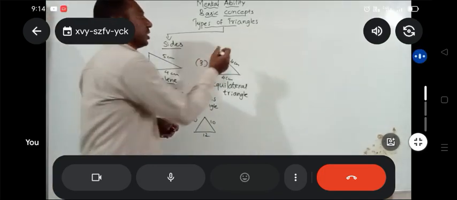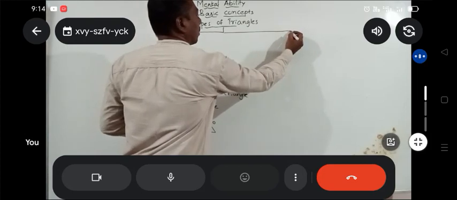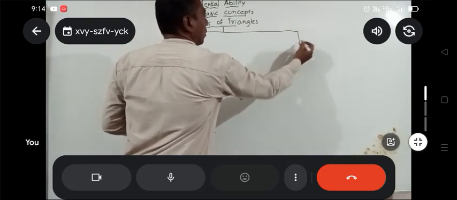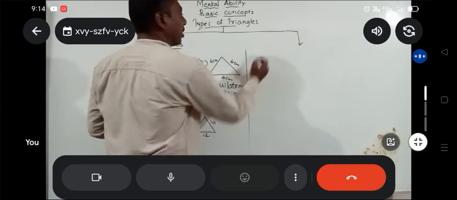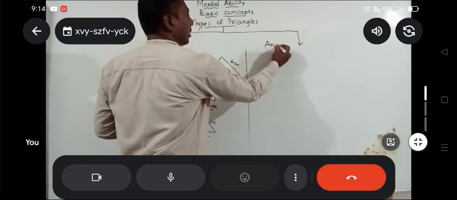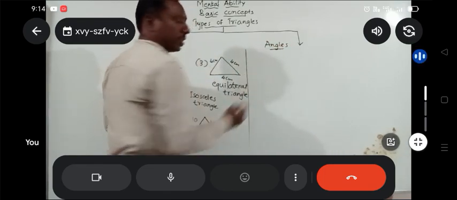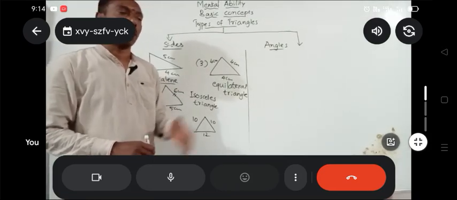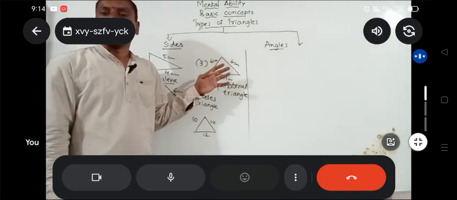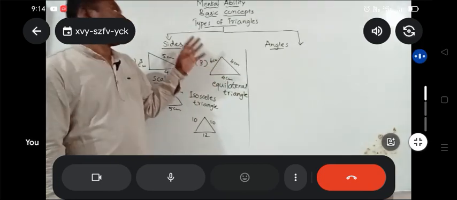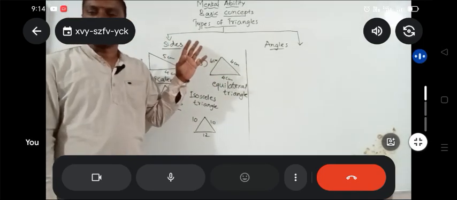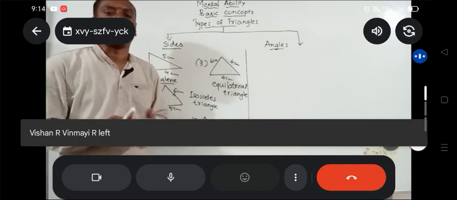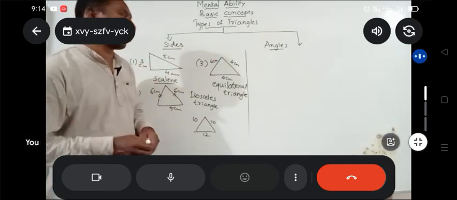Now let me discuss another type of triangle classification, based on angles. In the previous class we have learned different types of angles. We have discussed 6 types of angles. But here we are classifying triangles based on these angles, and only a few angles will be taken. That is what we are going to discuss here.